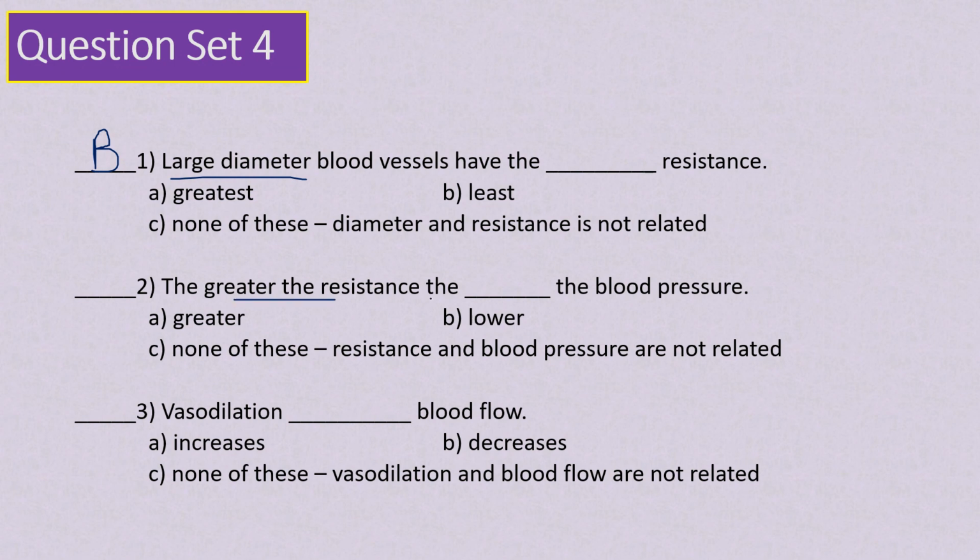The greater the resistance, the blank the blood pressure. If your resistance is high, these are inversely proportional, which means they're going to do the opposite. That means your pressure is going to be low. So that's going to be B. And number 3, vasodilation. This is going to make the lumen bigger. What's that going to do to blood flow? It's going to increase blood flow.